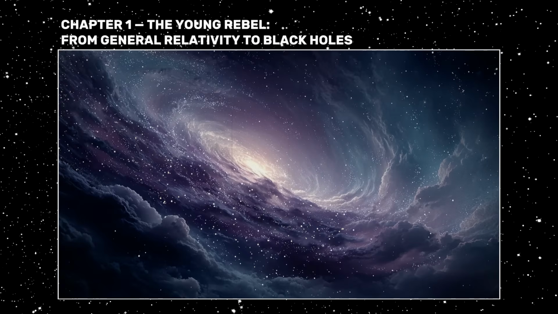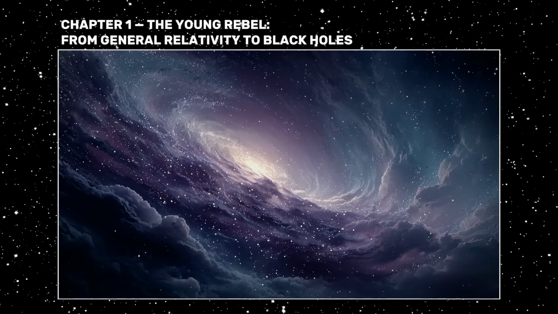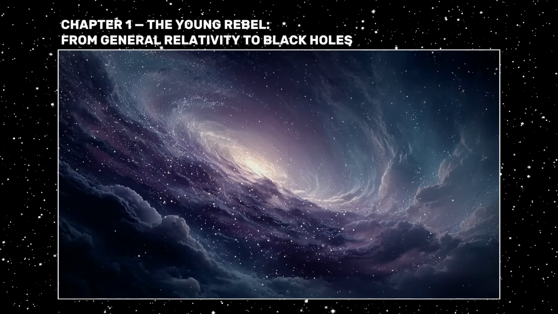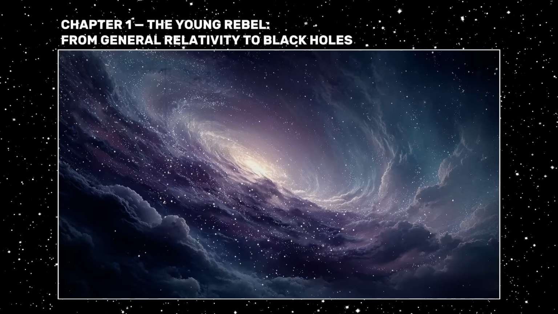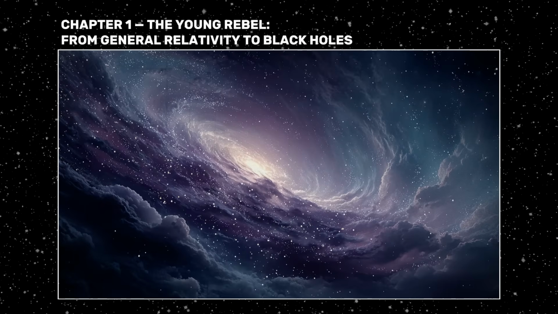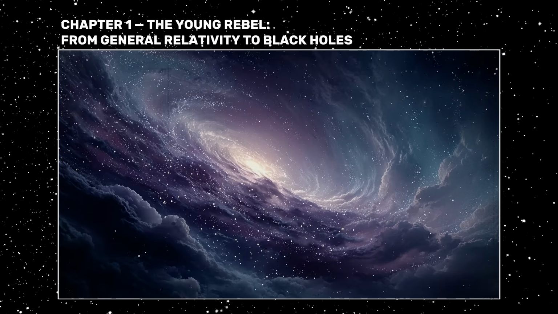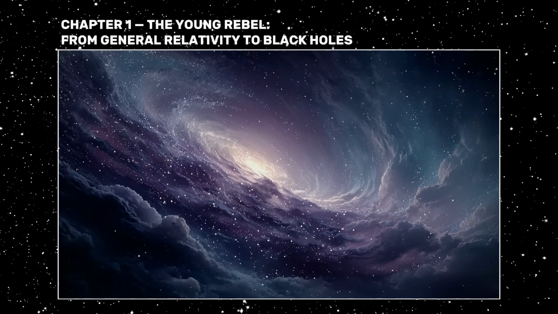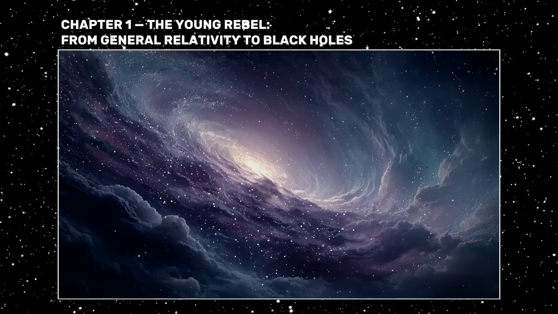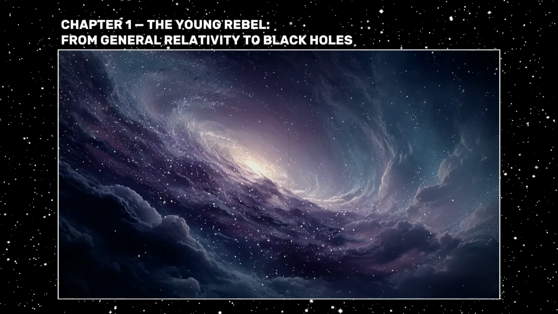Only in the 1960s did the work of John Wheeler and others begin to establish black holes as plausible astrophysical entities. Wheeler coined the term black hole in 1967, and the field began to grow rapidly. Hawking was entering this area just as it transformed from fringe speculation into a serious branch of physics. His early work focused on applying general relativity to questions of cosmic origin.